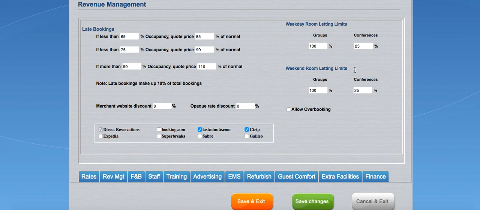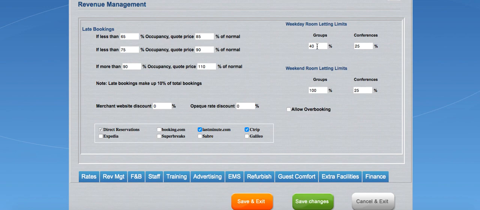Key things to think about here are how much of the hotel do we want to allow to be sold to groups and conferences. So if we're going to set quite an aggressive group rate, as an example, we might say, well, we don't want to allow all the rooms to be sold. This is not guaranteeing that we'll sell 100% of the rooms to groups. It's merely saying that we will allow that if the demand is there. If I'm setting myself an aggressive rate, I might want to bring this down. So I might say, occupancies aren't that high at the moment, so I'll allow 40% to go to groups.